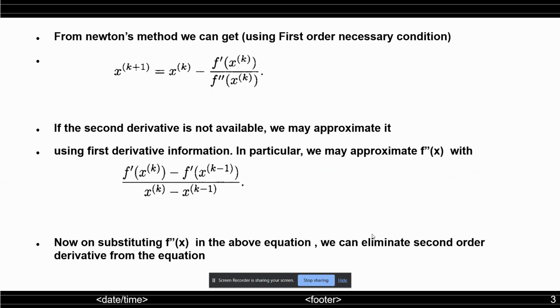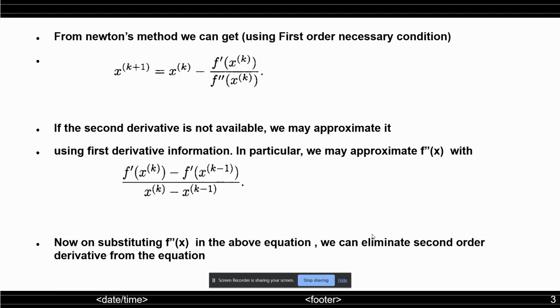If the second derivative is not available for finding the optimizer, then we may approximate using the first derivative information. In particular, we may approximate f double dash of x with f dash of x of k minus f dash of x of k minus 1 by x of k minus x of k minus 1. We replace f double dash of x with the given expression so that we can use the first order derivative in place of the second order derivative for finding the optimizer using the secant method.